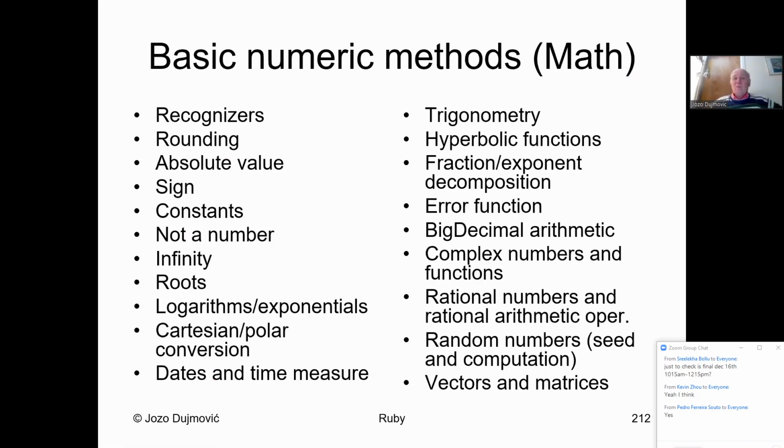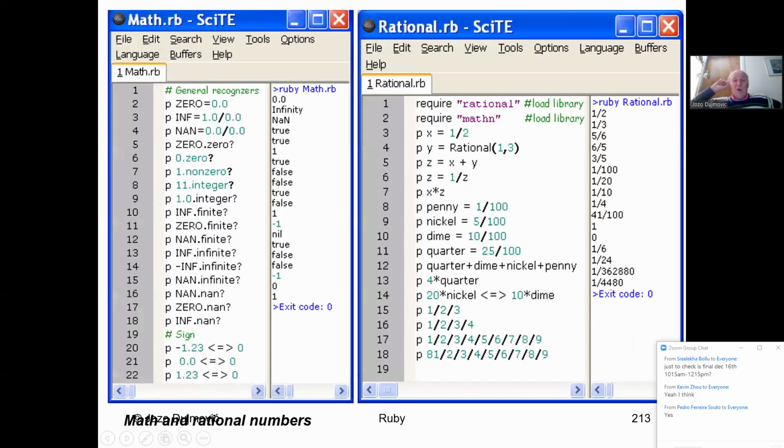So it recognizes rounding, absolute value, infinity, logarithms, everything is available. So trigonometric, hyperbolic functions, everything else. Here is an example of working with rational numbers. With rational numbers, you can do plenty of things with numerical values. You require rational and this math.